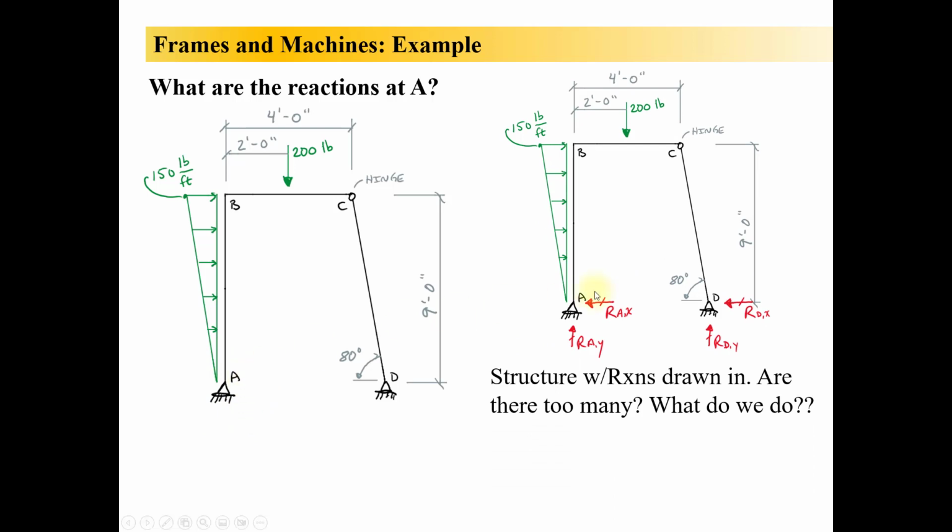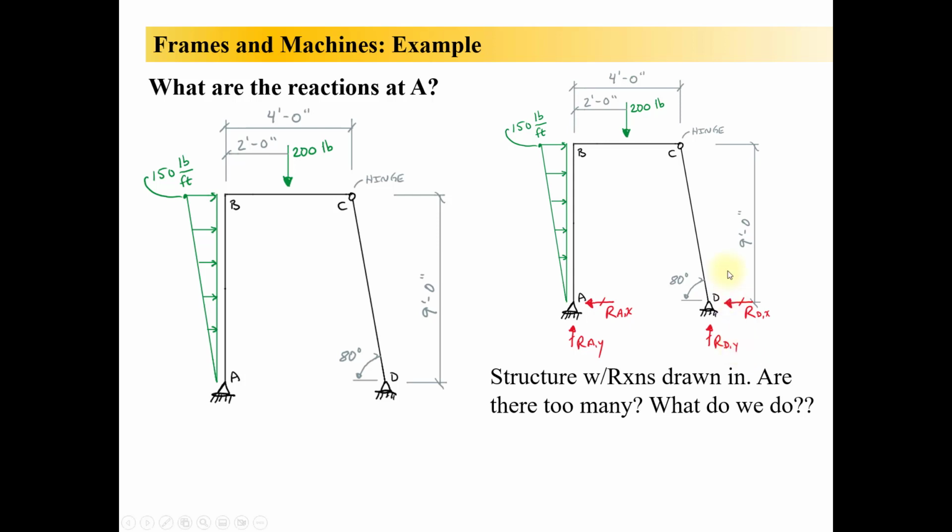So here's a free body of the entire structure showing our reactions. Since they're pins, there's an RAX, an RAY, there's an RDX, and an RDY. That's 4 unknowns. We have 3 equations of equilibrium to solve for this because it's a 2D frame. So we have sum of forces in the X, sum of forces in the Y, and sum of moments about Z. We have too many unknowns for our equations. So we need some help.